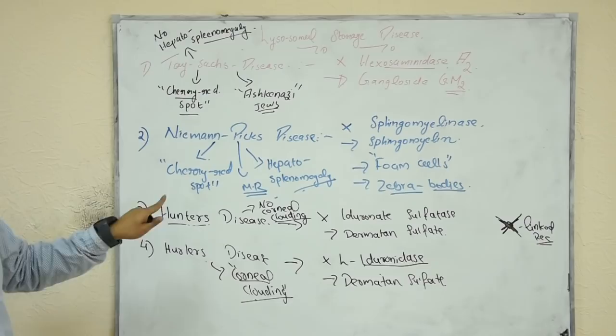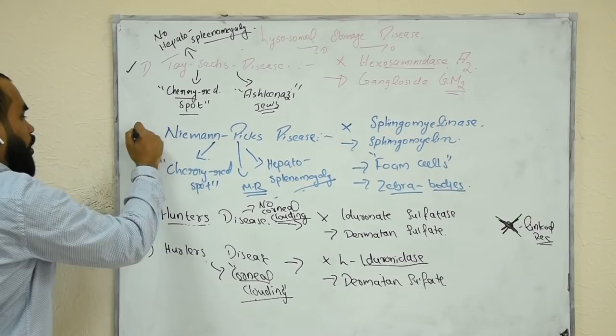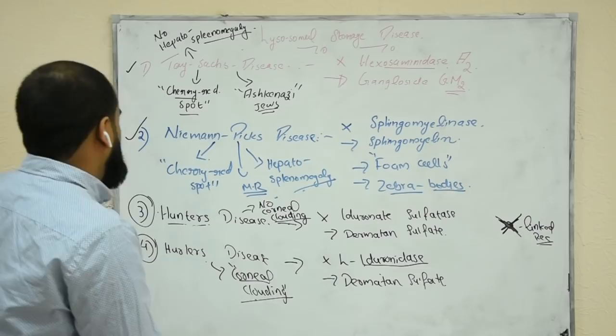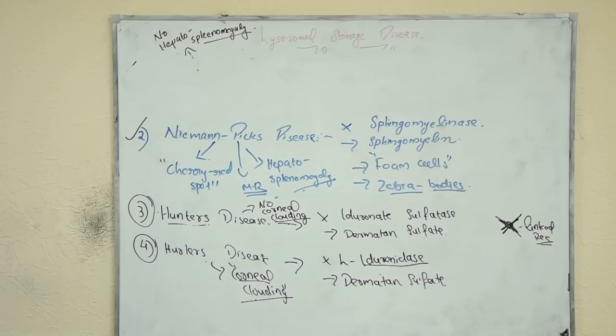Very important. Now, next disease, so we have studied four diseases. Remember, all the lysosomal storage diseases are autosomal recessive, except Hunter. One more is there, Fabry's. So next one, let's go to the next disease, that is Fabry's disease. So we are going to the fifth disease of lysosomal storage, that is called Fabry's disease.